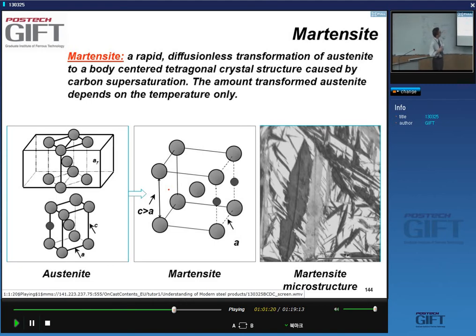So we talked about bainite already as a shear transformation. Martensite is the typical shear transformation, which is associated with no diffusion whatsoever. So it's rapid and it's diffusionless. Substitutionals and interstitials do not diffuse. The structure, in general, certainly when we have larger carbon contents, is not cubic but tetragonal, and that's caused by carbon supersaturation. And this transformation, for steel products, is generally athermal.